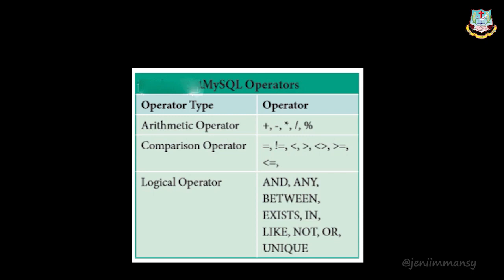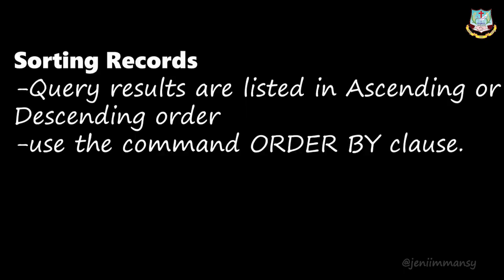right? Comparison operators means these operators which we saw here: equal to, exclamation mark equal to means not equal to, greater than, less than, greater than or equal to, less than or equal to. These all will come under comparison operators. Okay, next let's see how to sort the records. The query results are listed in ascending order or descending order using this command ORDER BY.